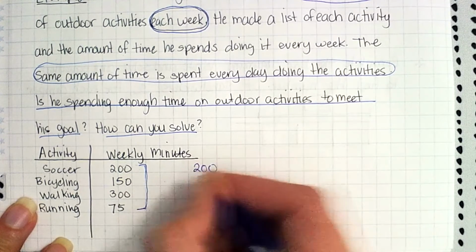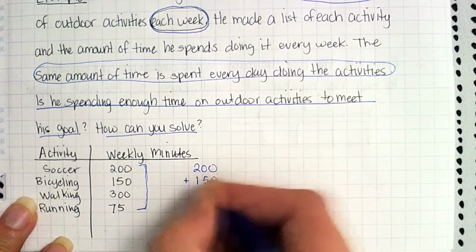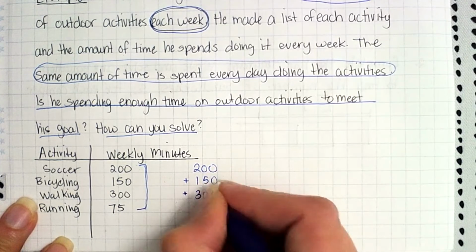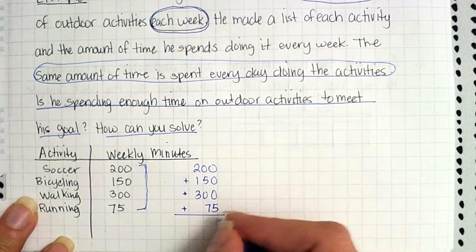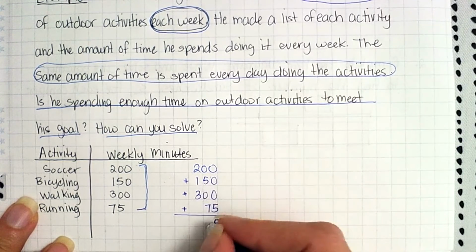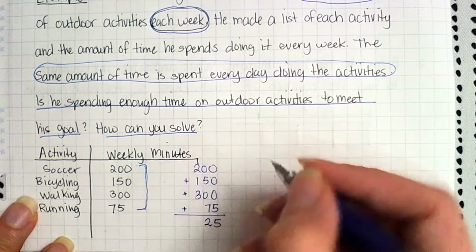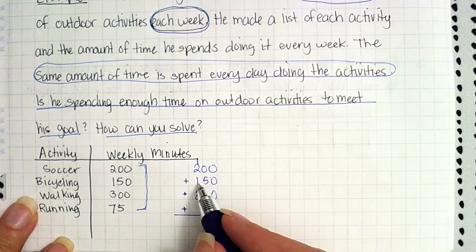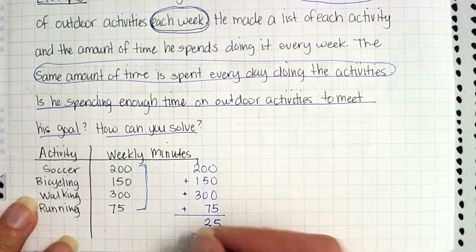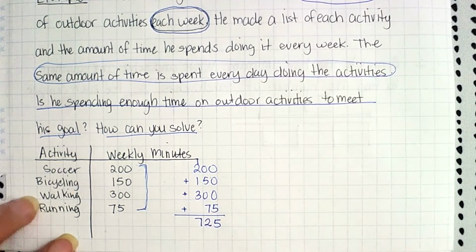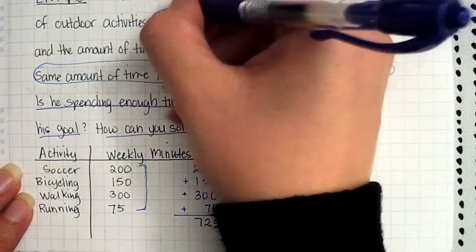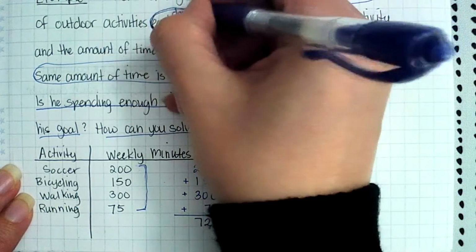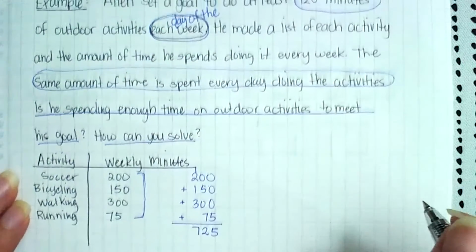So if I have 200 plus 150 plus 300 plus 75. That's 5, 7 and 5 is 12. So I'm going to put my 2, carry my 1. 1 and 2 is 3, plus 1 more is 4, plus 3 more is 7. So total, he spent a total of 725 minutes doing outdoor activities. So over here, let me make this more clear. Each day of the week.